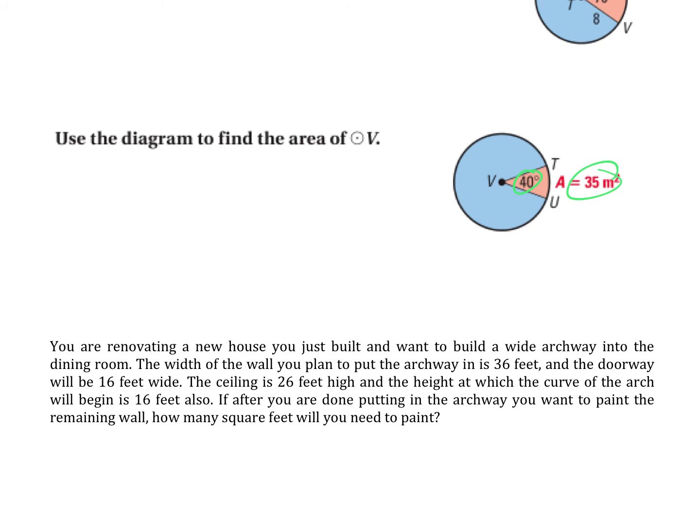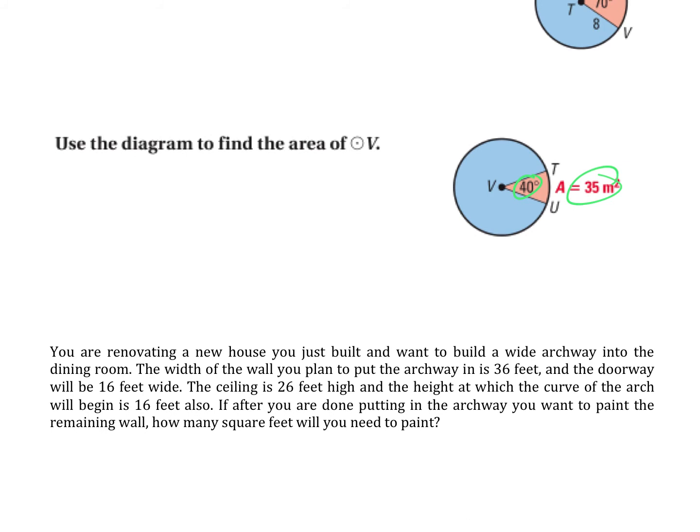So if I set up my formula just like I did above, okay, I know it's always going to be central angle, which in this case is 40. So 40 over 360 should be equal to the sector area over the area of the circle. I don't know the area of the circle, but I do know the sector area is 35, excuse me, 35 meters squared, and I want to find the area of the circle.